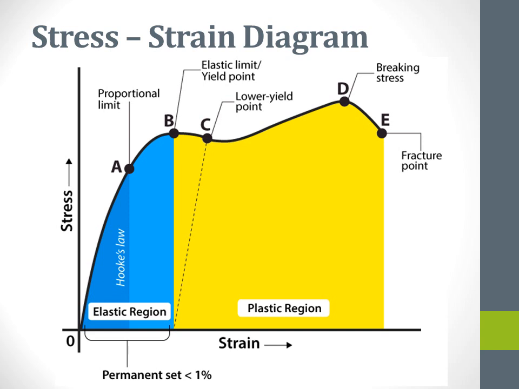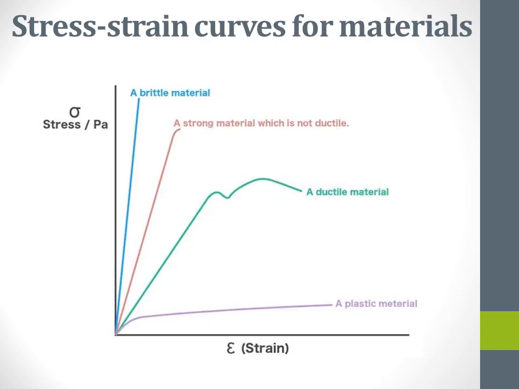This figure clearly tells us which region is elastic and which region is plastic. Up to point B, which is the elastic limit or yield point, the body remains elastic in nature, given by this blue shaded region, and the body becomes completely plastic beyond the elastic limit or yield point. The set of curves shown here is the ultimate result of a stress-strain diagram.